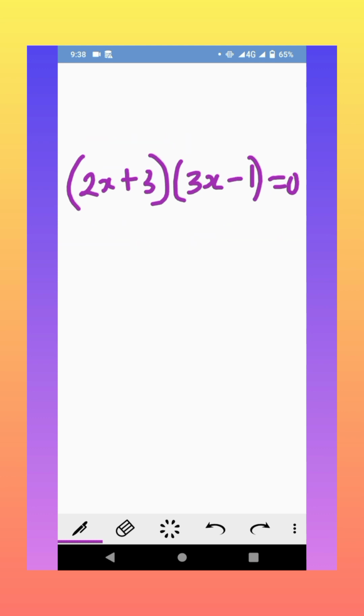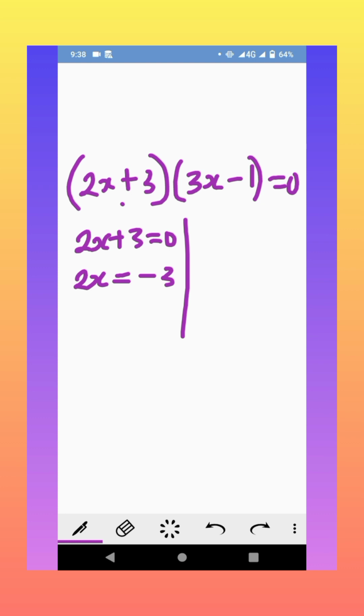Alright, we continue. In this example, like we did before, we equate each of them to 0 and solve. So we have 2x plus 3 equals 0. Collect like terms, the plus 3 will go to the right, we have minus 3. Then we divide both sides by 2, so we have our x equal to minus 3 over 2.